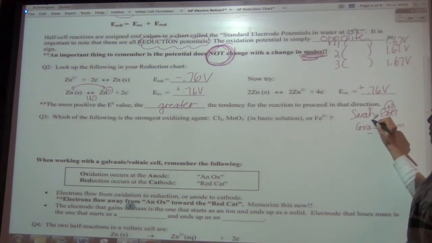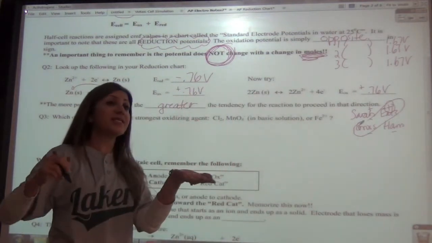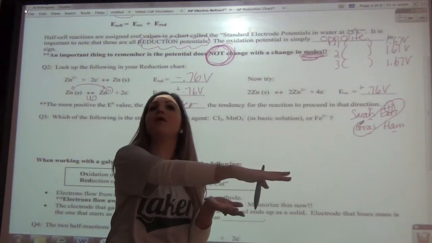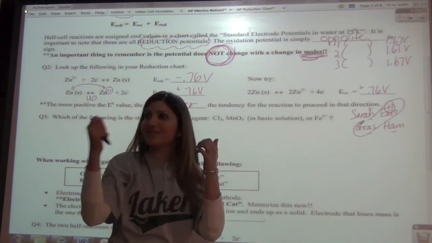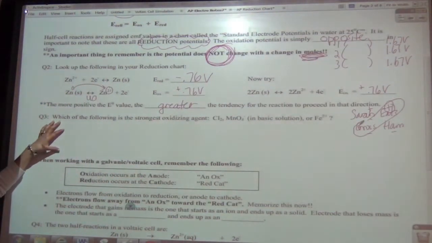Delta G and delta E, both of those will tell you that a reaction is spontaneous. And spontaneous just means it's going to proceed in that direction without the addition of what? Outside energy. Perfect.